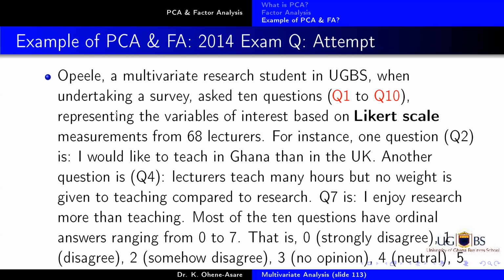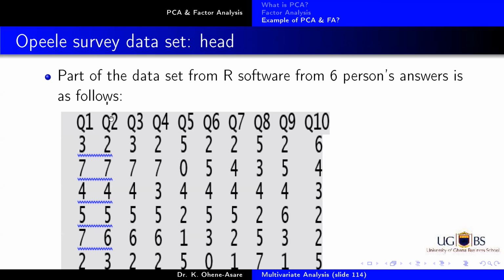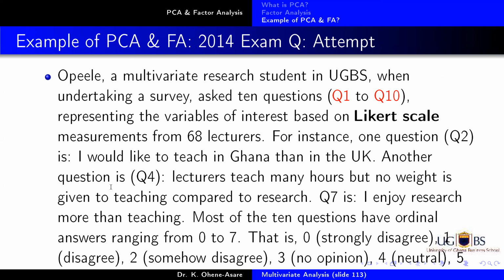For instance, one question, which is question 2, said that I would like to teach in Ghana than in the UK. That was question 2. So when you go down here, question 2, I would like to teach in Ghana than in the UK. The first person said 2. The second person gave 7. The next person. Now, these numbers will indicate their value response. Now, what do they mean?